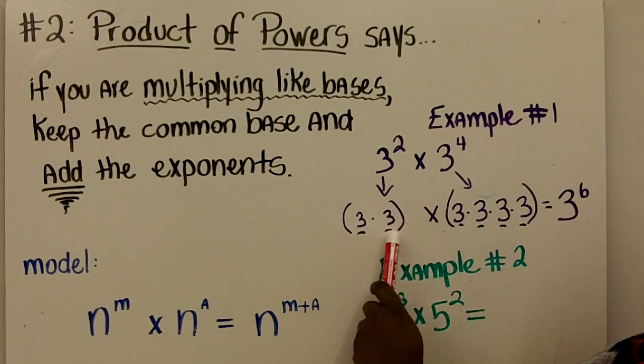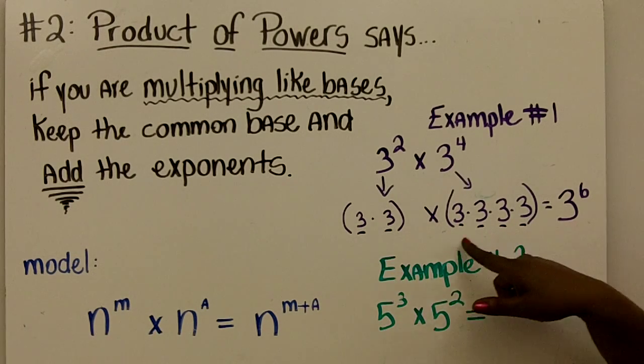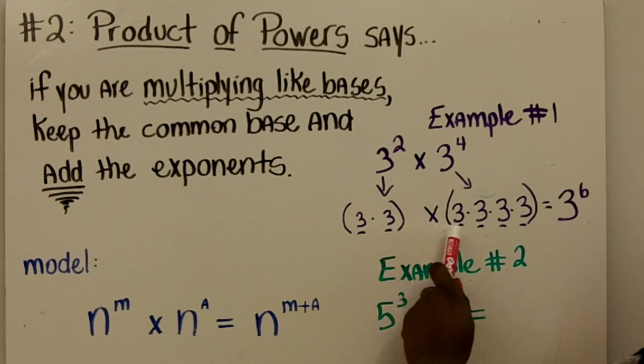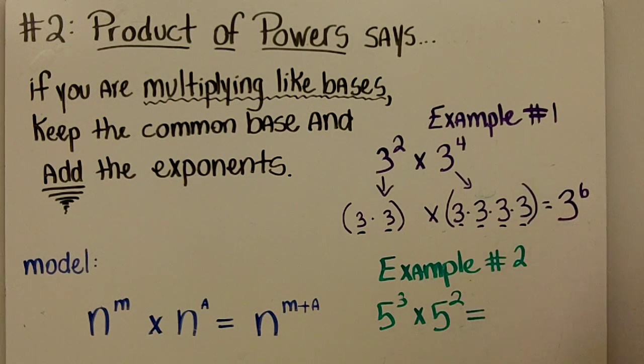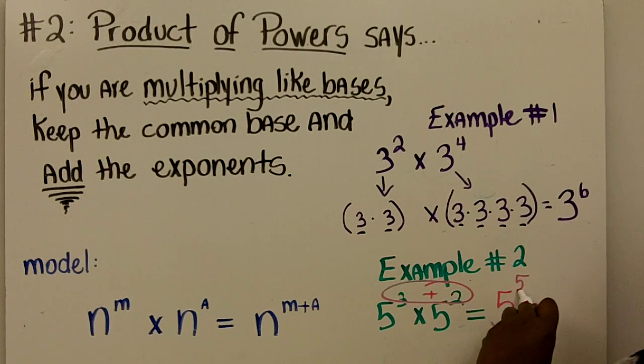So here's an example. If you have 3 to the second times 3 to the fourth, you'll simply keep the common base of 3 and add the exponents. If you notice, we have 2 3s and 4 3s to get 6. So here's another example: 5 to the third times 5 to the second. What the rule says is that we keep the like base of 5 and simply add the exponents to get 5 to the fifth.